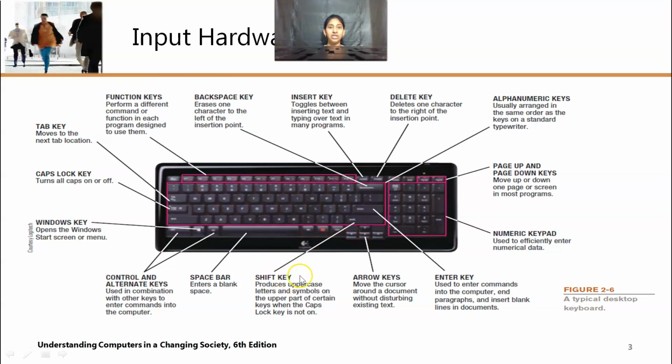And we have shift key. It produces uppercase letters and symbols. We have space bar. It enters blank space. Control and alternate keys are used with other keys to enter commands. And Windows key, it will open the start menu, and caps lock key will turn all caps on, and tab key is used to move the cursor to the next tab location. So this is the desktop keyboard, and each key has a specific operation to perform.